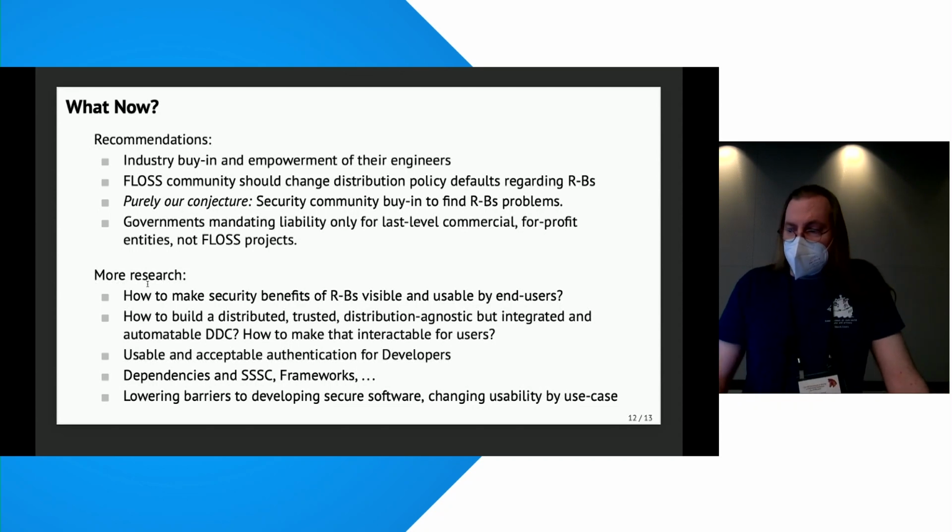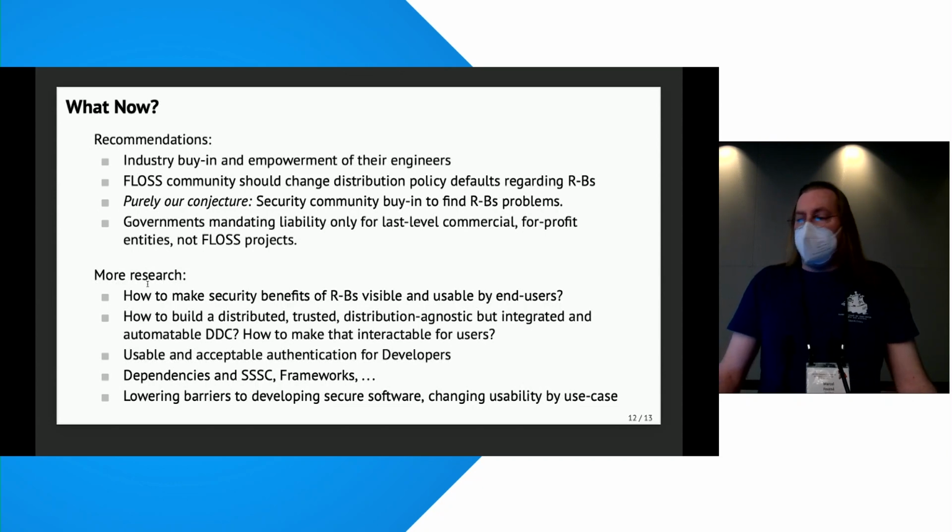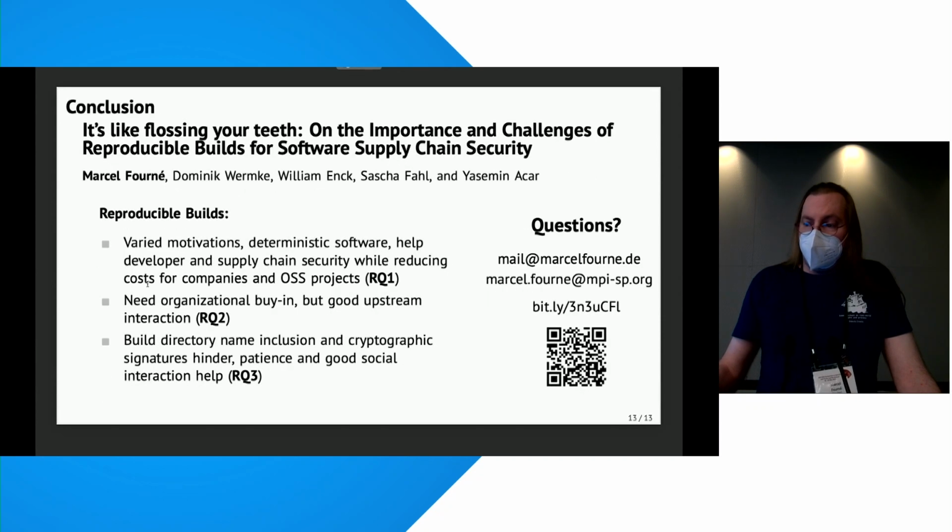So what more research do we need to do? Well, how can we make the benefits of reproducible builds visible and usable by end users? How can we make a distributed, trusted, and distribution-agnostic, but still integrated DDC process? And how can we make it interactable for users? Usable authentication, which developers might accept, how can we do that? And the whole chain of dependencies and frameworks, all of this is a lot of work.